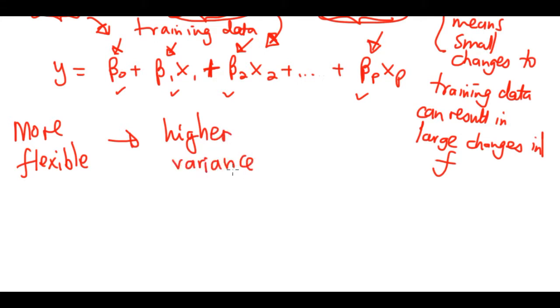Because when you are becoming more flexible, remember that wiggly line from the previous video. It was following the data very closely. Like our points were like this, and this model was going around following each data point very, very closely. And when it follows the data closely, it means it is more flexible, right? But what is the implication of changing the training data set?